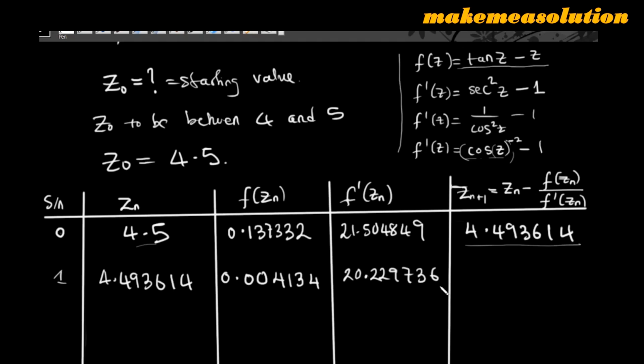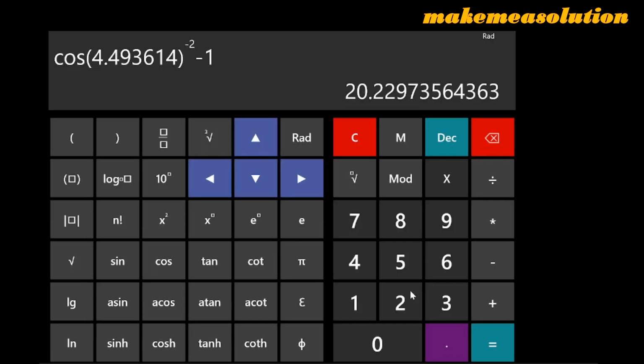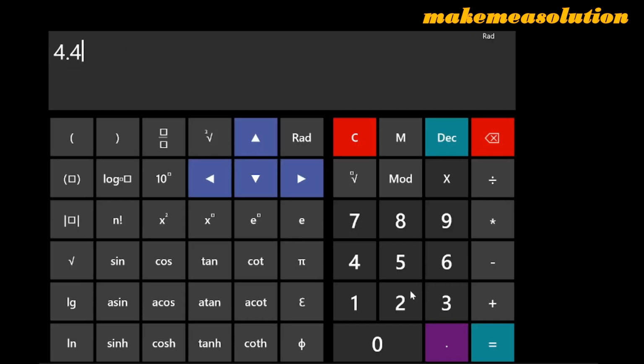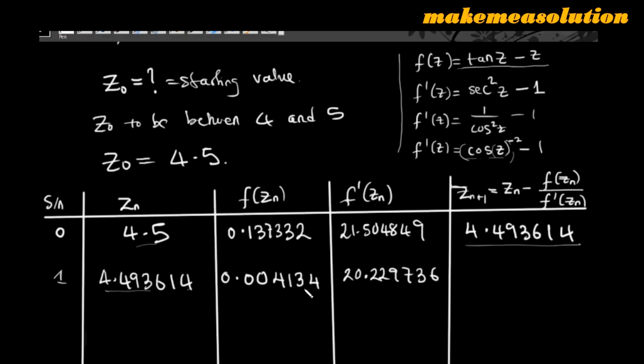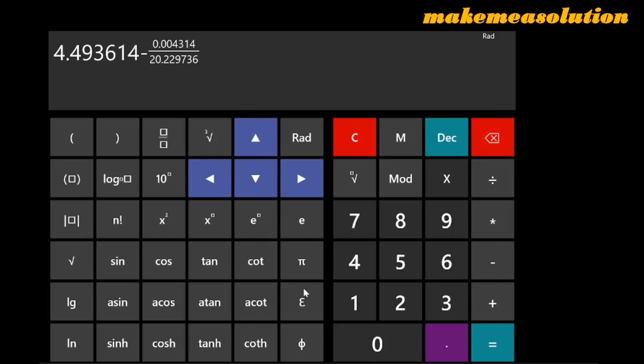4.229736 to 6 decimal places. So as usual, we'll compute the Zn plus 1 by subtracting from this the quotient between this and this. Okay, so that's how we're going to set it up, like this: 4.493614 minus the ratio, that's the f of z, which is 0.004314, divided by 20.229736, like this.